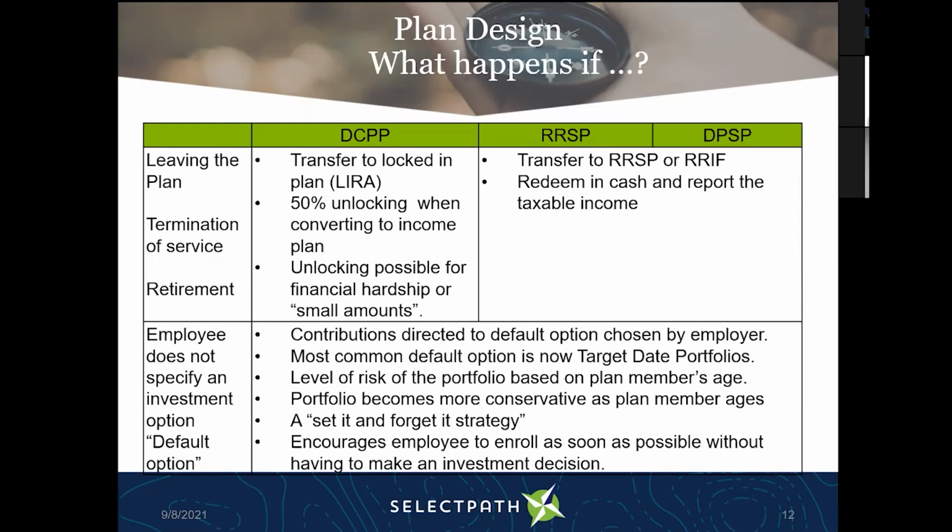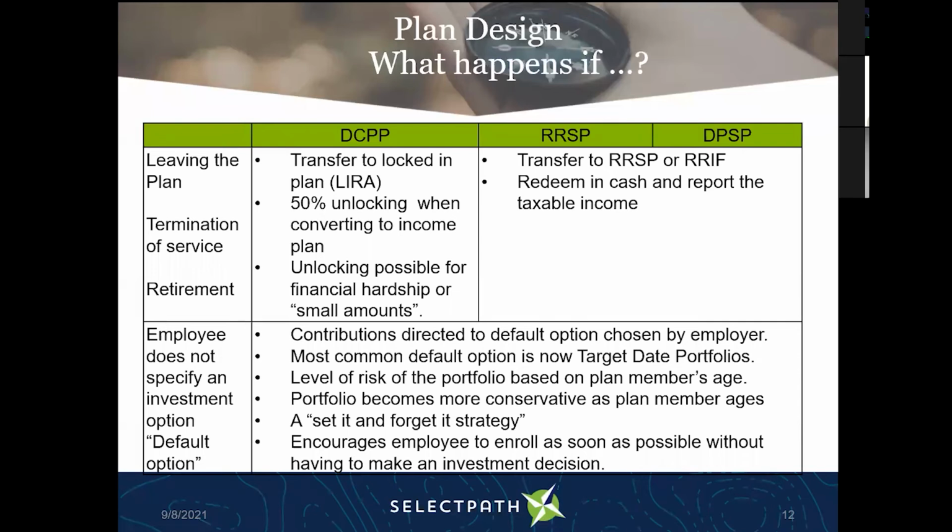The last point I want to cover is what happens if an employee enrolls on a plan but does not specify an investment option. And this is called the default investment option. The default investment option is chosen by the employer or plan sponsor. And what we see now is the most common default option is target date portfolios, sometimes called life cycle funds or retirement date funds. And the idea behind this is the person goes into a fund based on their age.